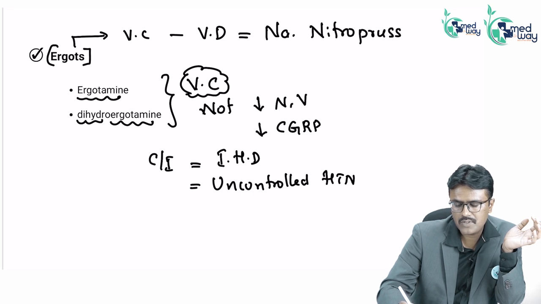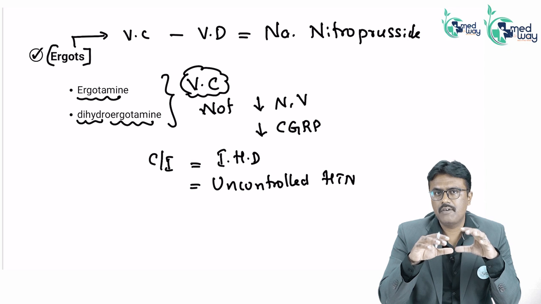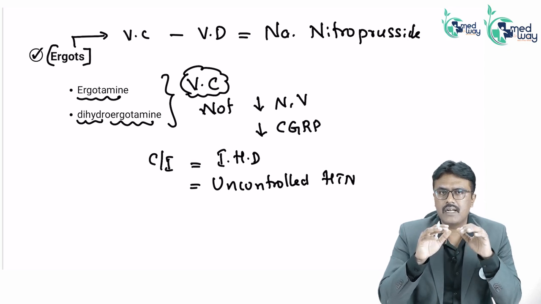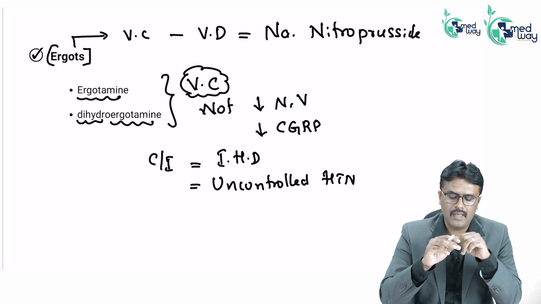Now why is sodium nitroprusside used? It can dilate the vein and artery equally.